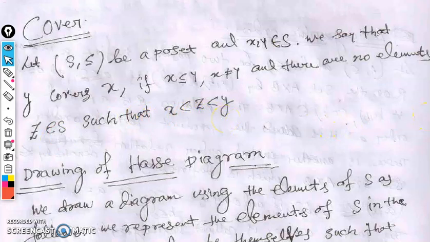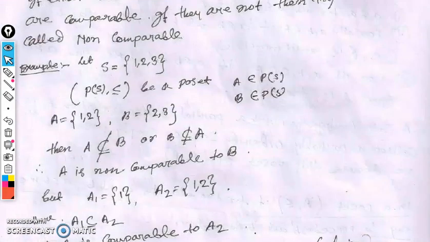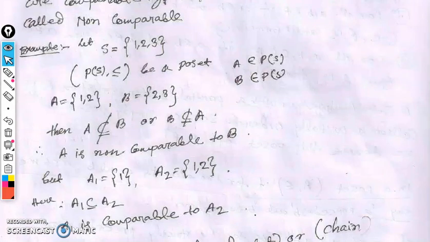So if we consider the previous example, comparable or non-comparable, and consider here another set, just clear your concept using this particular example. We have already learned this. Here we consider another set, another element of the power set, A3 equals to {1, 2, 3}.